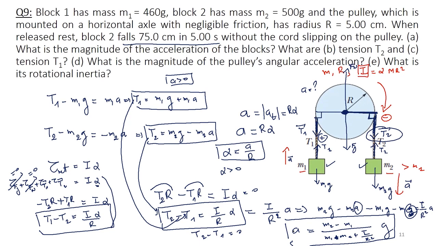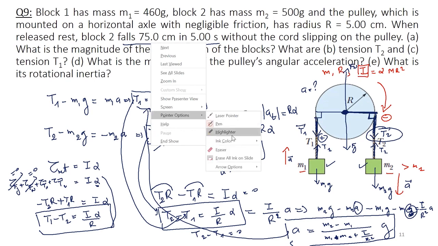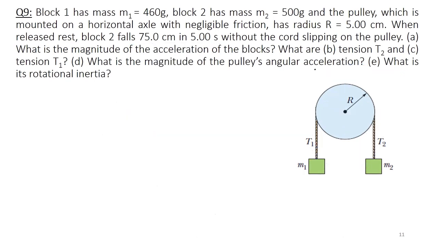So now once I get A, I want you to write this down. Now things are easy. Once I get A, I go to T1, I substitute A and I get T1, and I substitute in T2 and I get T2. Now, let me summarize what I said in this problem. In this problem, things are easy. I already told you that block 2 is falling down by this in 5 seconds. And of course, the cord is not slipping.